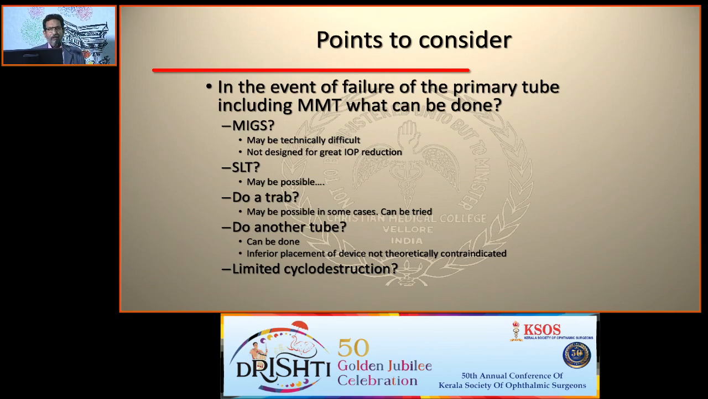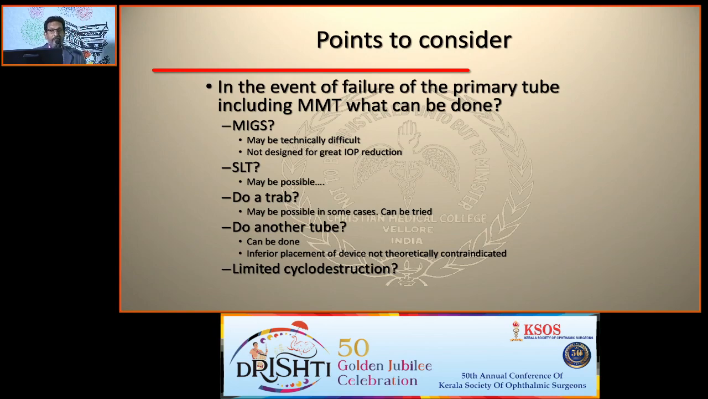What will you do? Is MIGS an option? No evidence. It may be technically difficult also, and MIGS are not designed for great IOP reduction. SLT may be possible. Should we do a trab on top of the tube? It may be possible, depending on the state of the conjunctiva. Can we do another tube? To my mind, that seems to be the most logical thing to do, because you can put a tube in anywhere, and you can even put the plate in the inferior quadrants without an increased risk of infection, unlike with a trab, where you have to have superior trabs.